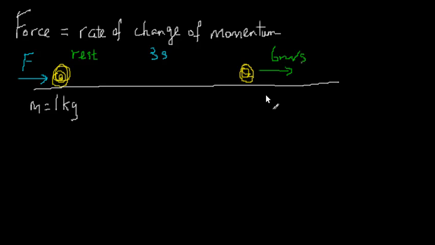So how would we calculate the change of momentum? I'm just going to use some symbols to represent this. Say v, the final velocity, is 6. At rest means the initial velocity, which I'll call u, is 0 meters per second. And then I'll have the time t. The time t is 3 seconds.